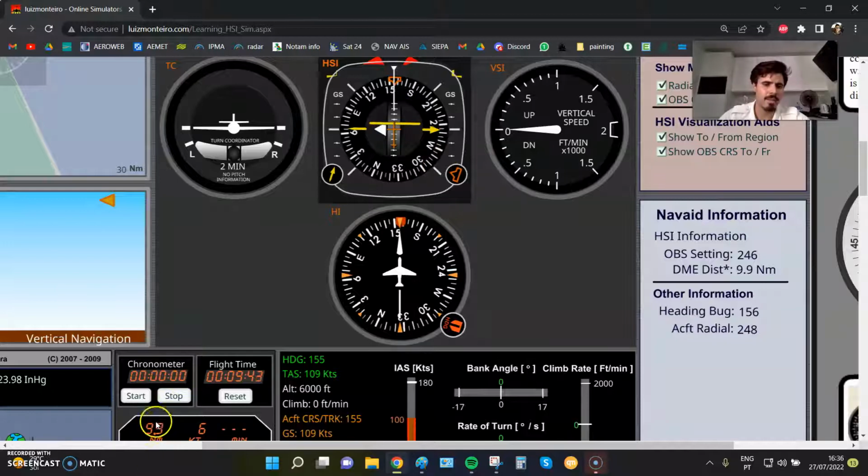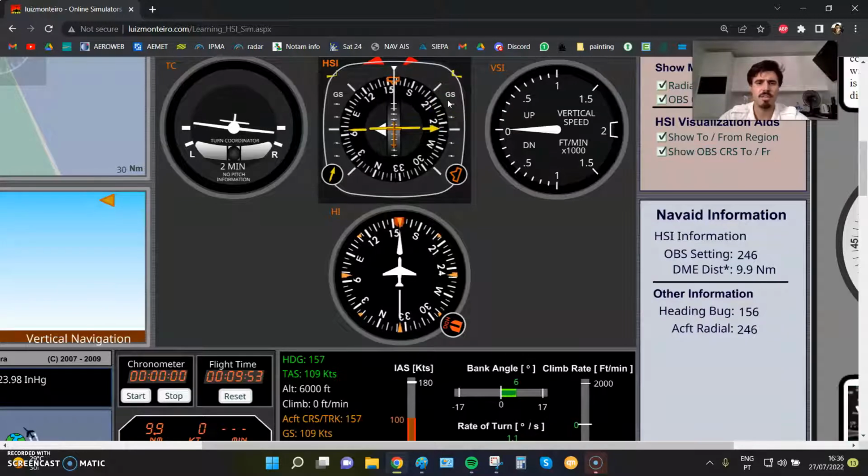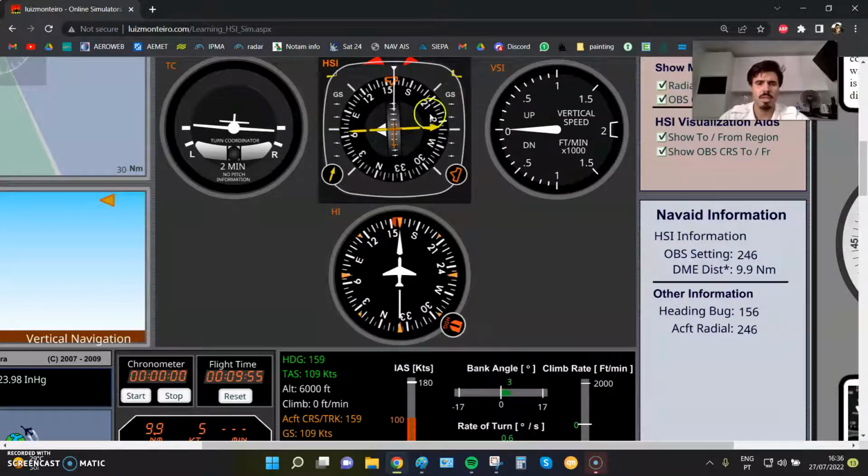Okay, now I got a little bit too close to the VOR. So what do I do? If the VOR is at my left, I want to get away from the VOR. I'm going to go right, just 5 or 10 degrees. Okay, and now my radial recentered, and I'm going to choose the next radial.